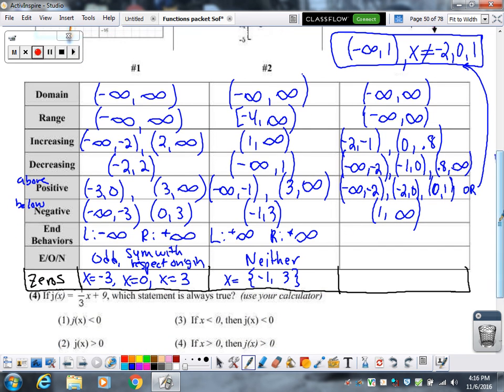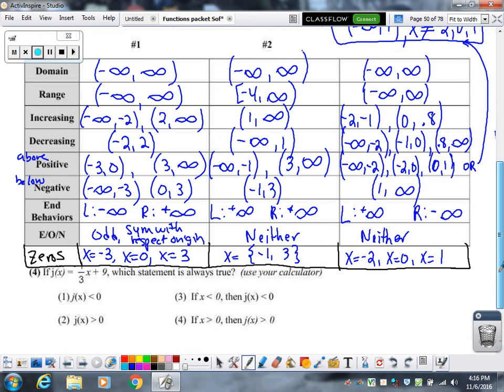Left and right end behaviors. On the left, we are approaching positive infinity. On the right end behavior, the y values are approaching negative infinity. Like number 2, this one does not have any symmetry. And our x-intercepts, roots, zeros are x equals -2, 0, and 1.